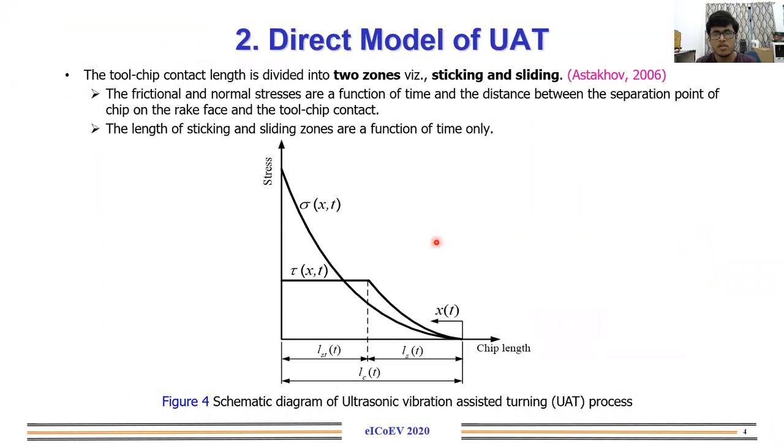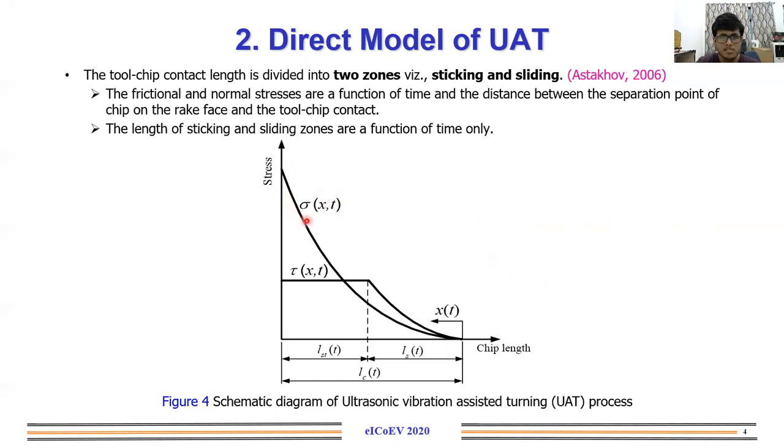Okay, before going to the inverse model, we'll first understand the direct model. According to the direct model, the turning process can be divided into two parts: the sticking zone and the sliding zone. At first, the tool cuts the workpiece, and the chip sticks to the tool. After reaching a certain point, it starts sliding over the tool. This graph represents that exact process.